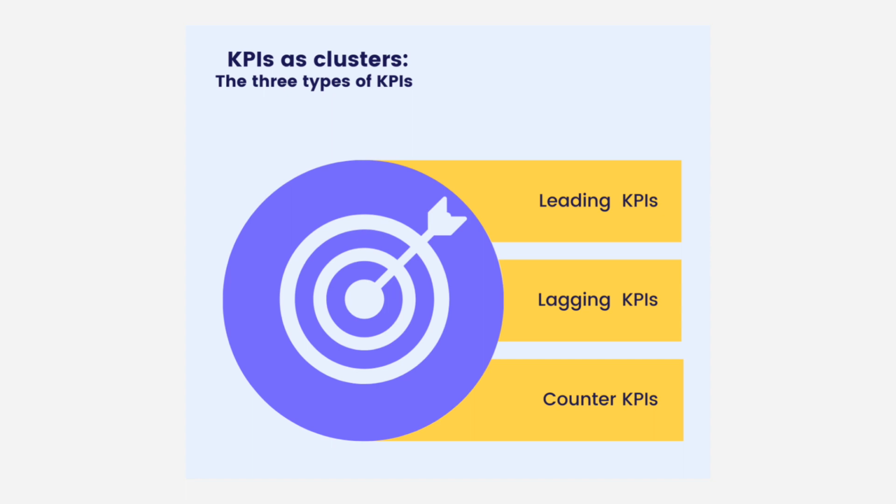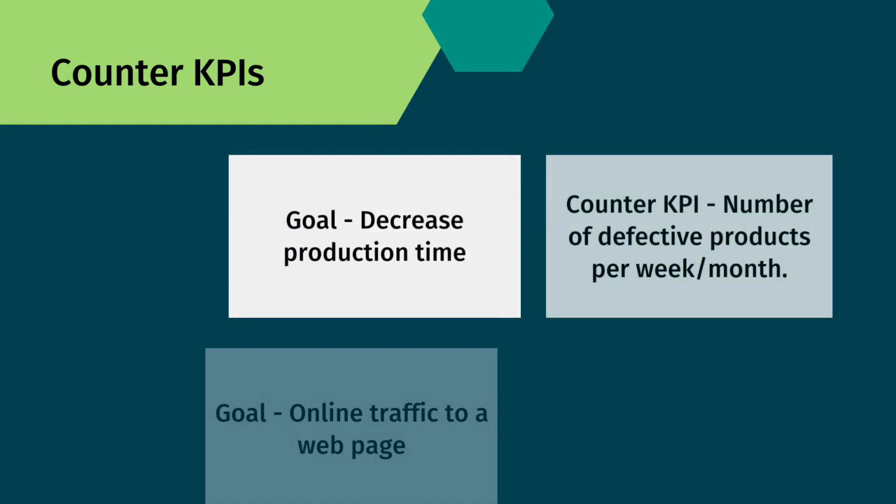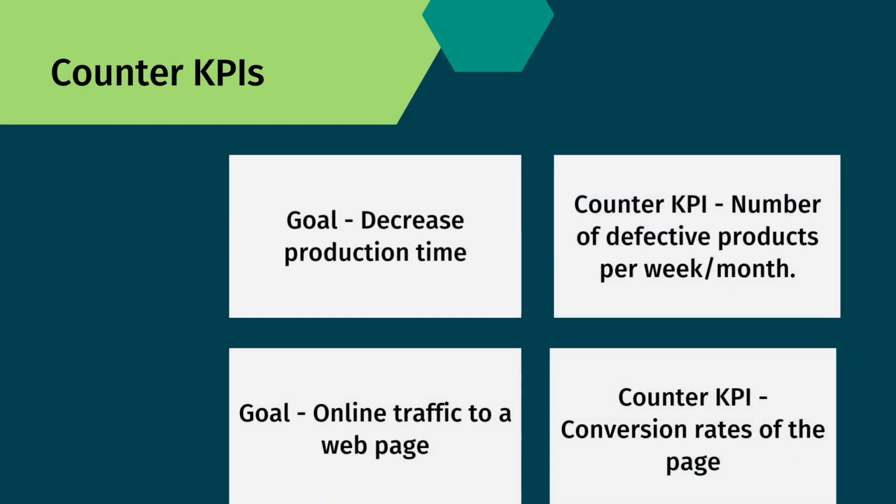At least 3: leading KPIs, lagging KPIs, and counter KPIs. First of all, examples of counter KPIs. Suppose your goal is to decrease production time. So the counter KPI would be number of defective products per week or month. Or your goal is online traffic to a web page. So the counter KPI would be conversion rates of the page.